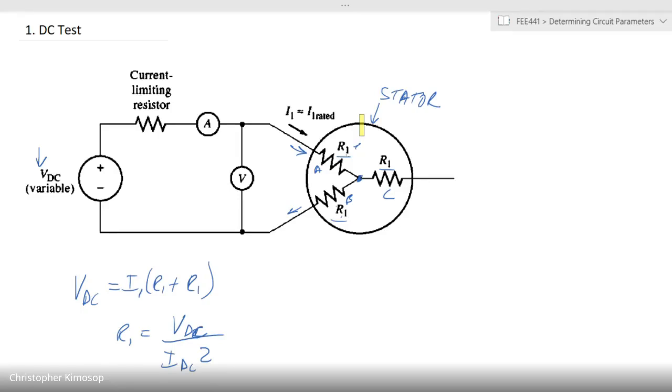Okay, let's look at method number 2. Method number 2, which we mentioned, is called the no-load test. The no-load test can be used to measure magnetizing impedance, as well as the rotational losses that you get.